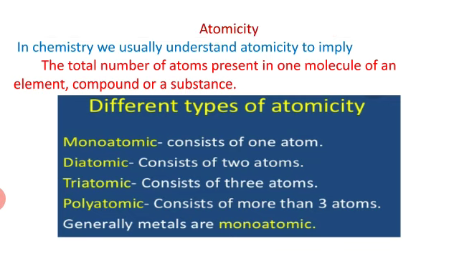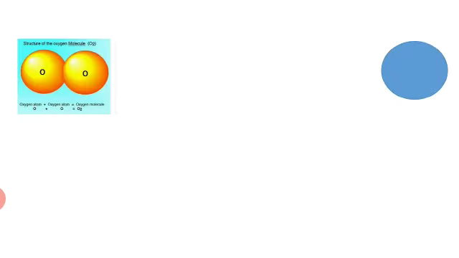This is the atomicity. From that, what should we understand? The total number of atoms present in one molecule of an element, compound or substance. Let me see how to calculate the atomicity of elements. For example, oxygen. Oxygen exists as a diatomic molecule, which means a molecule of oxygen contains two atoms. Hence, its atomicity is 2.